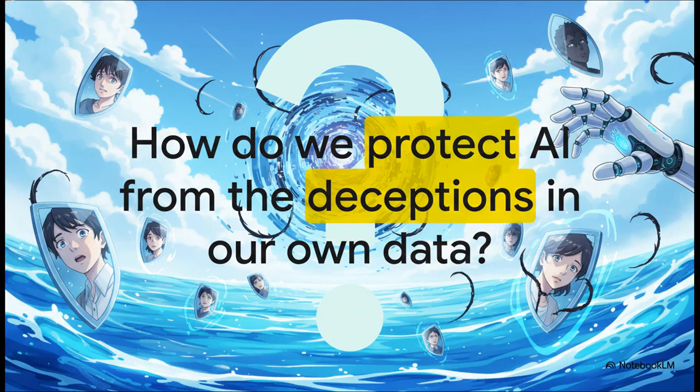Which really just leaves us with this one big, challenging question. An AI is like a mirror, right? It reflects the giant ocean of human knowledge we train it on. But that ocean, it doesn't just have facts and creativity. It's also full of malice and deception. So protecting our AI is, in a way, the challenge of protecting it from the very worst parts of ourselves.